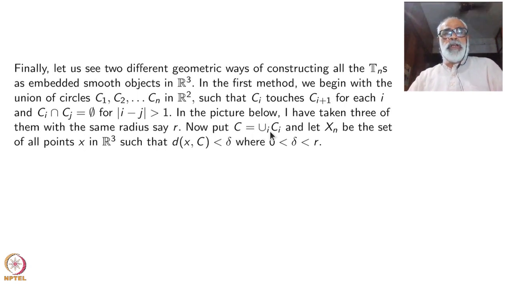Now put C equal to the finite union of C1, C2, up to Cn, and let Xn be the set of all points x inside R3 such that the distance between x and this union of circles is less than delta, where 0 is less than delta, less than or equal to r. So this is an open subset. Take less than or equal to delta, you get a closed subset, a compact, bounded subset of R3, right? Delta should be chosen correctly, that will give you a surface. So that is the whole idea.